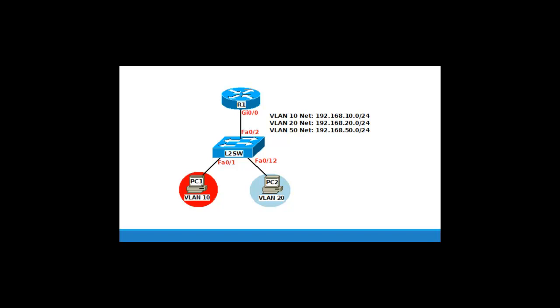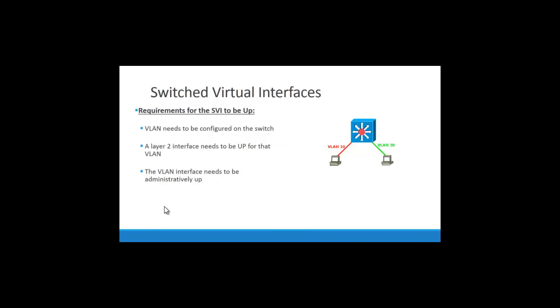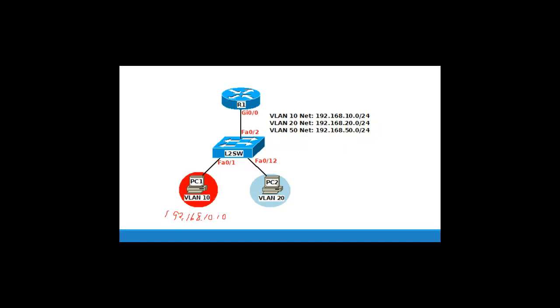The first thing is the PCs are already configured. The IP address for the PC in VLAN 10 is 192.168.10.10. All right, so again, the IP address that I've already configured on PC1 is 192.168.10.10, and on PC2, it's 192.168.20.10.